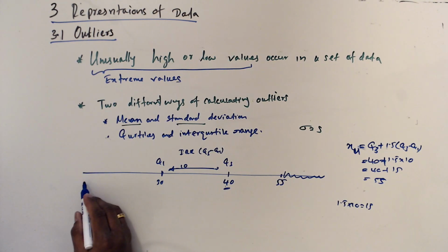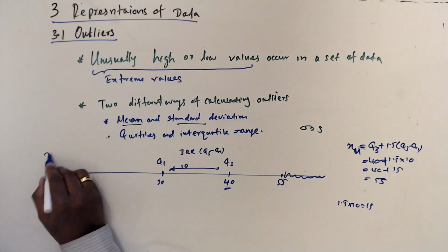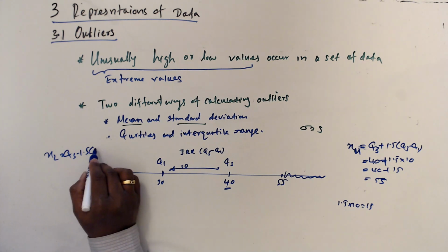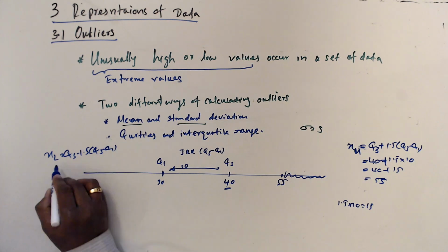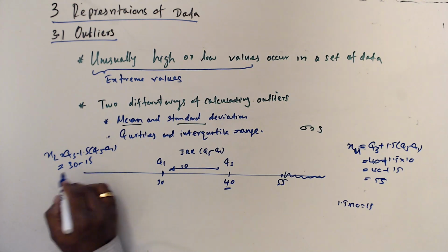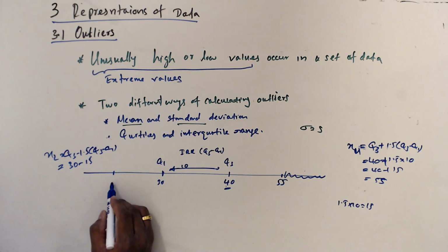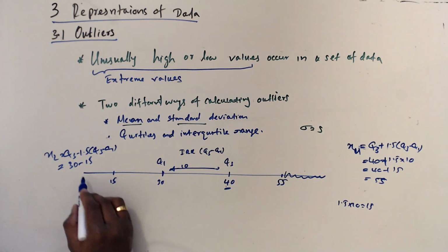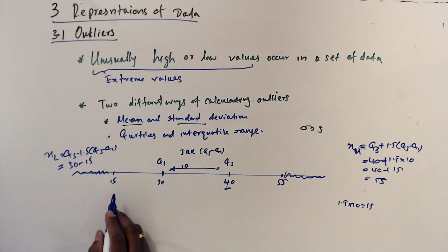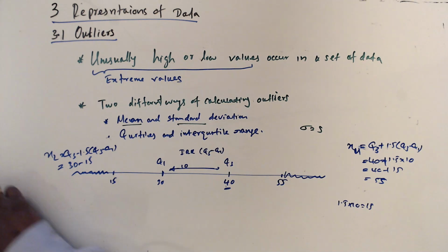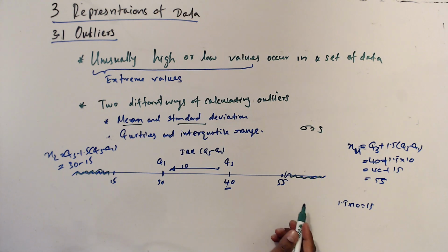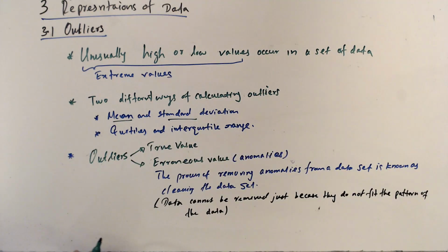Now on this side, the lower boundary is Q1 minus 1.5 times (Q3 minus Q1). It means 30 minus 15, which is 15. So any value below 15 is going to be an outlier. Any value below 15 and any value above 55 is going to be an outlier.